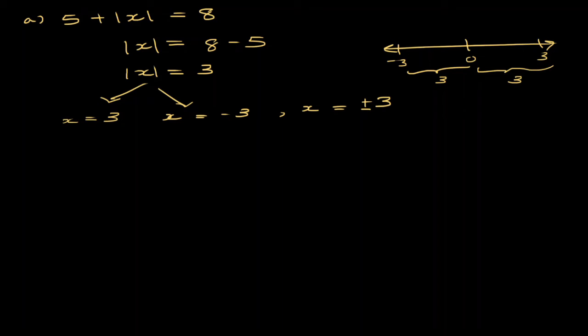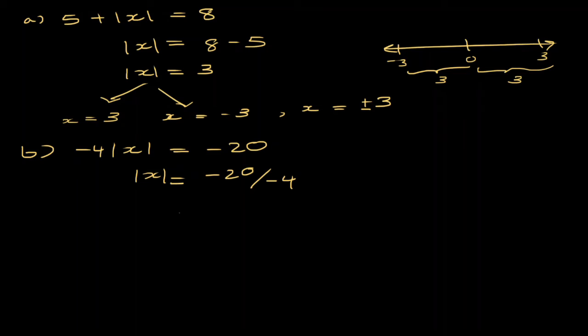So let's do another example. Let's do -4 times the absolute value of x equals -20. So what do we do? We divide by -4. So we get -20 over -4, and this is equal to 5. And so the absolute value of x is equal to 5. So what's x equal to? So x is equal to plus minus 5, because it can be either or.